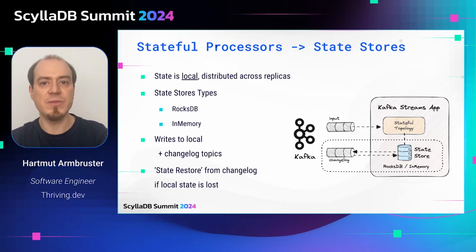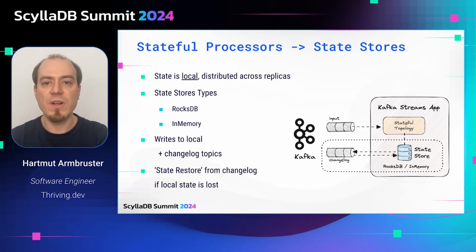Data is written to the local store and also to changelog topics. Changelog topics are internal Kafka topics, and they benefit from all of Kafka's architectured resilience with topic replication and failover. That allows for state to be restored when local state is lost or needs to move, providing full fault tolerance.